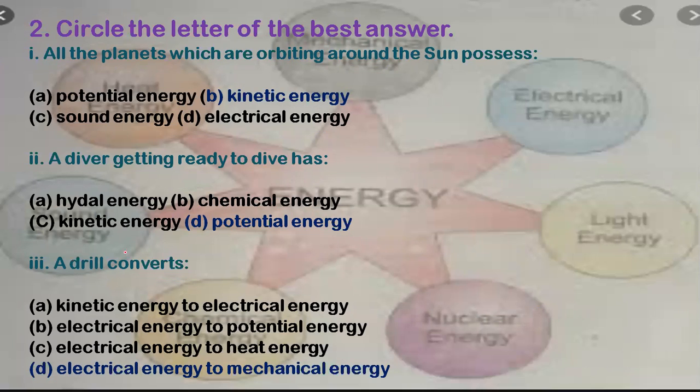The first one: the planets which are orbiting around the sun possess which energy? Orbiting means they are moving around the sun, so the energy of movement is called potential, kinetic, sound, or electrical energy. Definitely that is kinetic energy, because that is the energy of the movement.